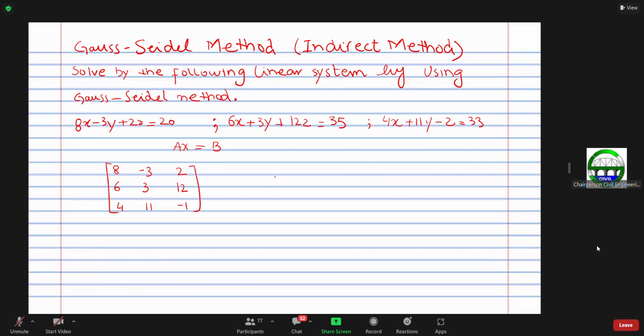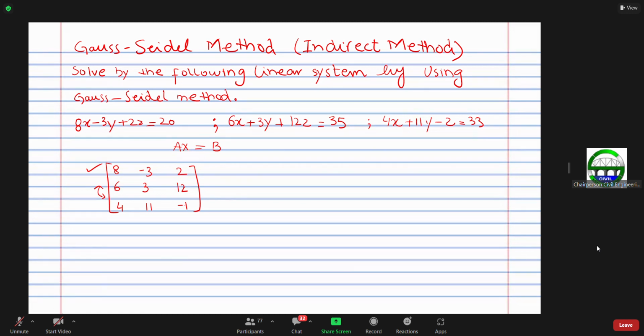So we have to check the three conditions. What are these three conditions? A11 is greater than the sum of the others, correct. And A22, it is not the case that the sum of this and this is greater than this one, and same is the case. So what we're gonna do, we're gonna interchange these two rows again.